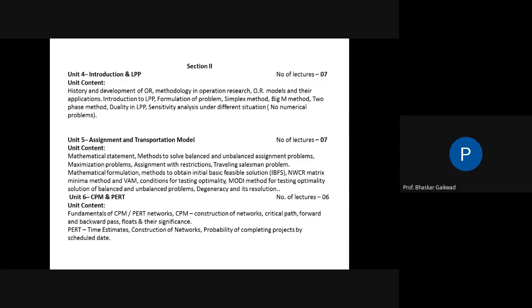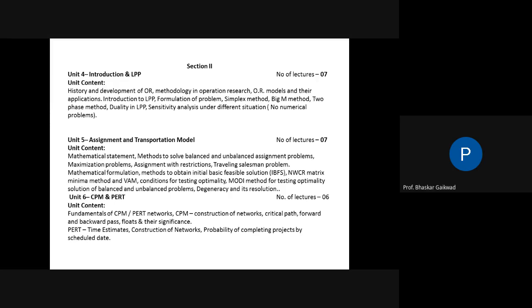Here, formulation of the programs, then graphical method is there, simplex method is there, and three methods are there. So that we're going to study. This is the numericals related part. Then assignment and transportation.